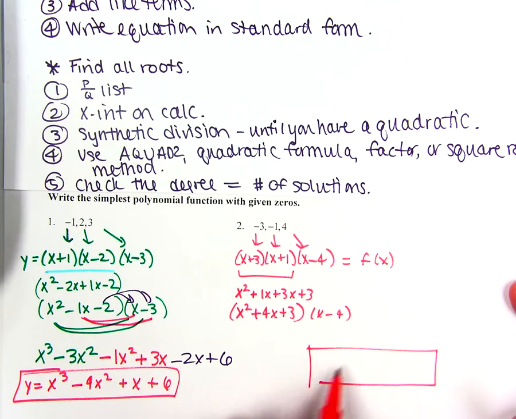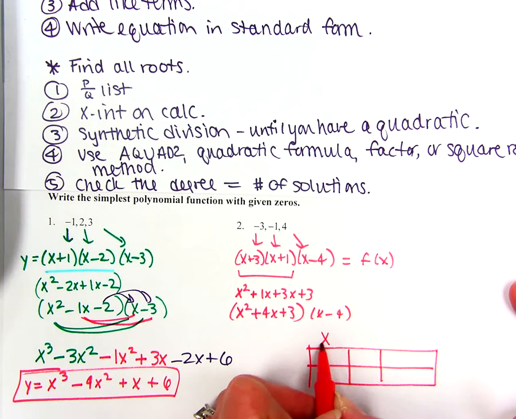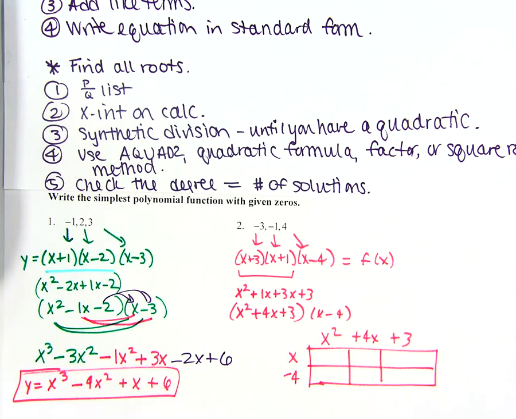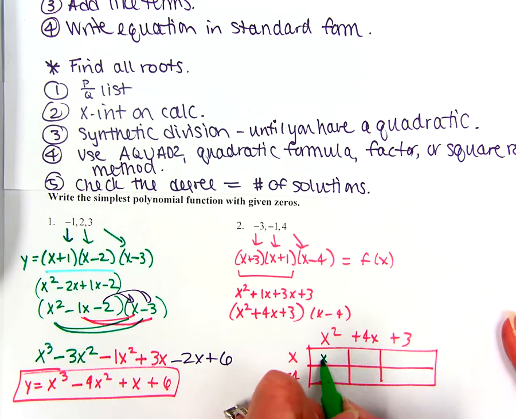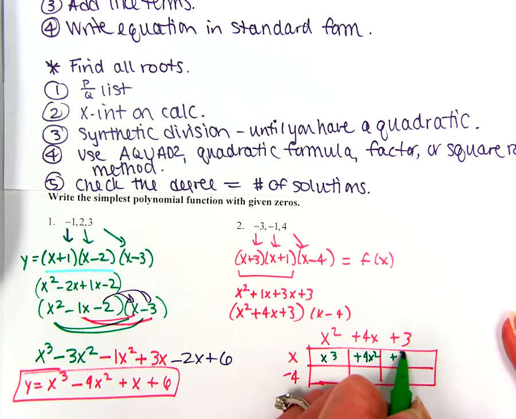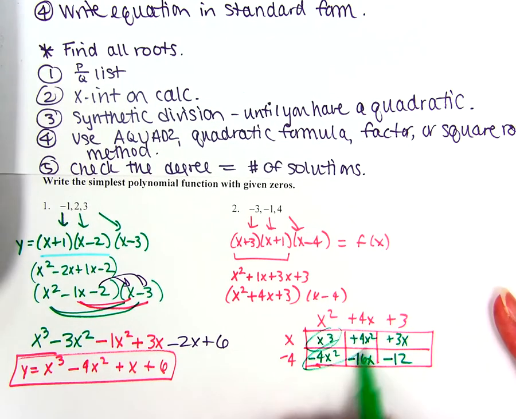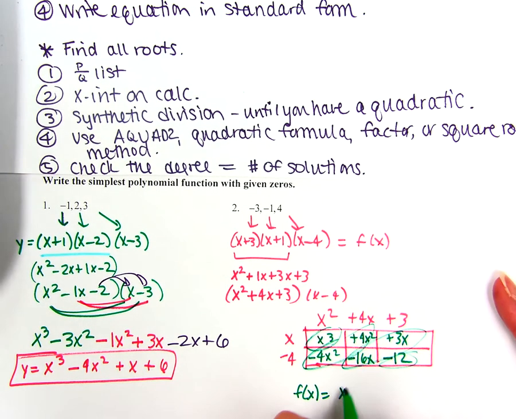So this time I'm going to use the box method, because that's what we did earlier in the chapter. And again, you can use whatever method you prefer. All right, so if I multiply everything by x, I get x cubed plus 4x squared plus 3x. And then multiply everything by negative 4, I get negative 4x squared, negative 16x, and negative 12. And when I add my like terms, they should be in all my diagonals here. So I have f of x equals, right, x cubed. These cancel out because that's 0, minus 13x minus 12.